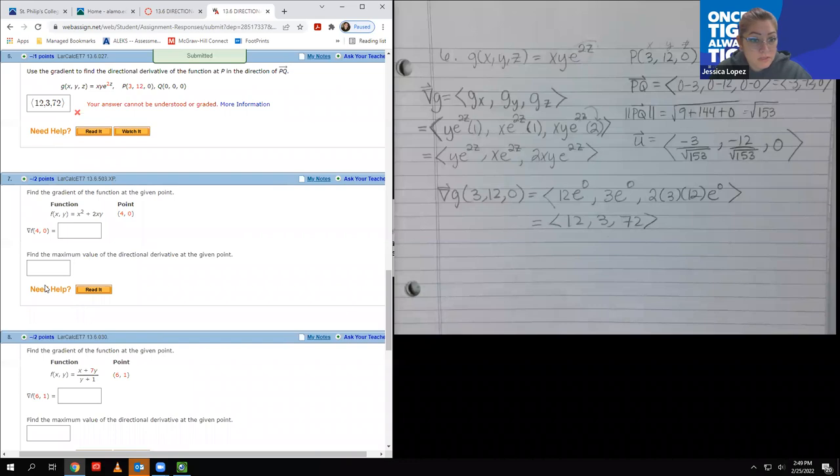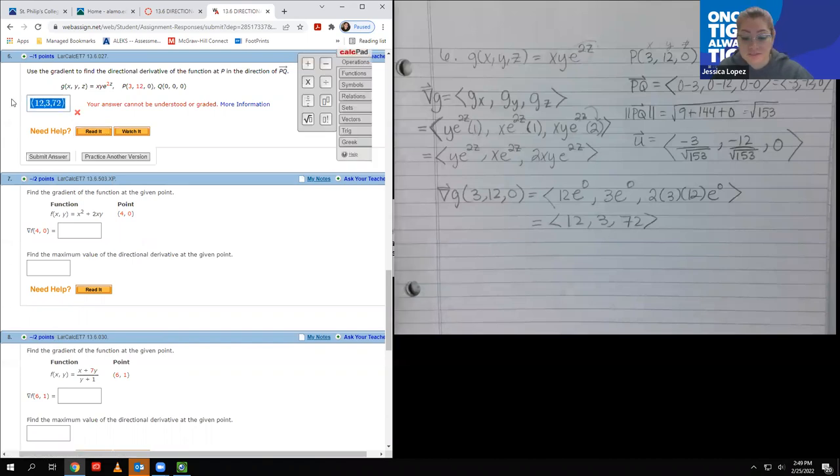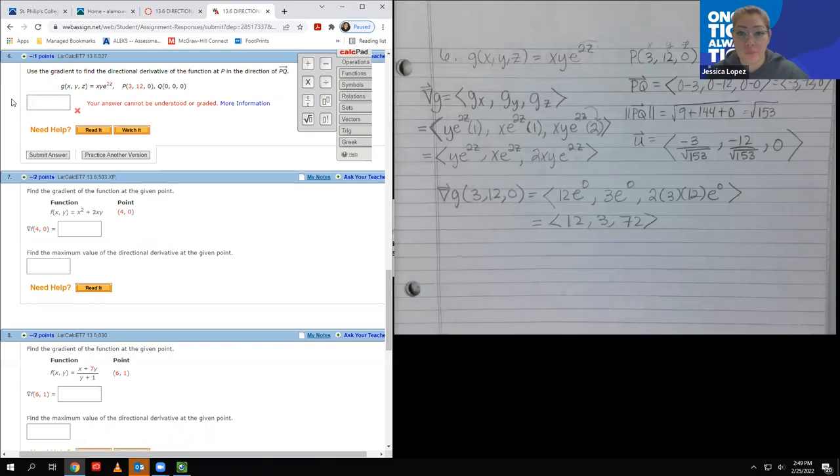Oh no, it says it cannot be graded. Oh, because I'm a dork. I did not enter the directional derivative, right? What I entered was the gradient at point P. I have not done the directional derivative at point P.